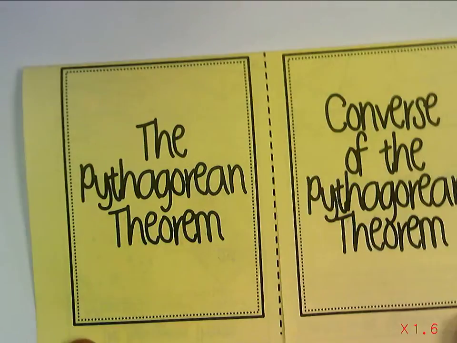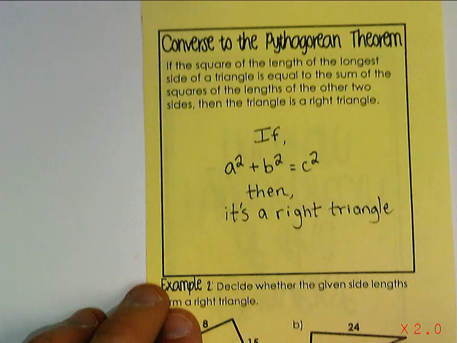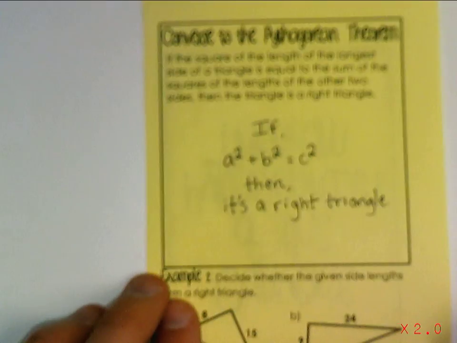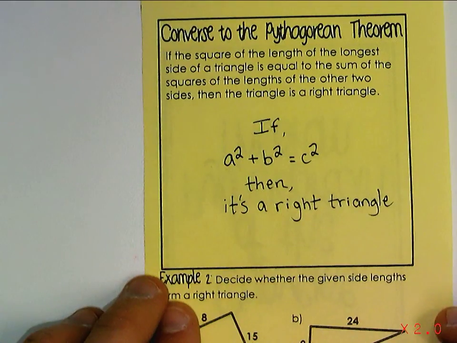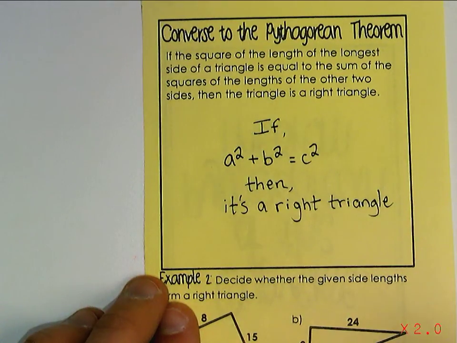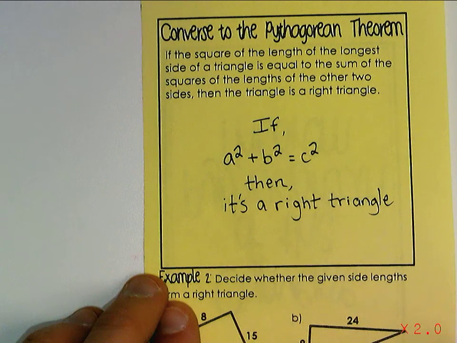Alright, so that's the Pythagorean theorem. Let's look at the converse and see what this says. It says here, if the square of the length of the longest side of a triangle is equal to the sum of the squares of the lengths of the other two sides, so if your legs squared are equal to your hypotenuse squared, then the triangle is a right triangle.